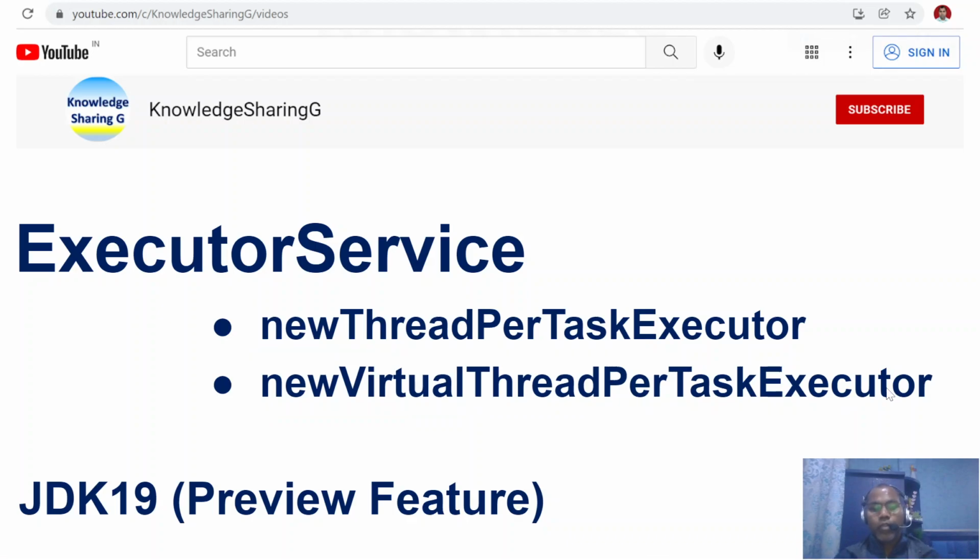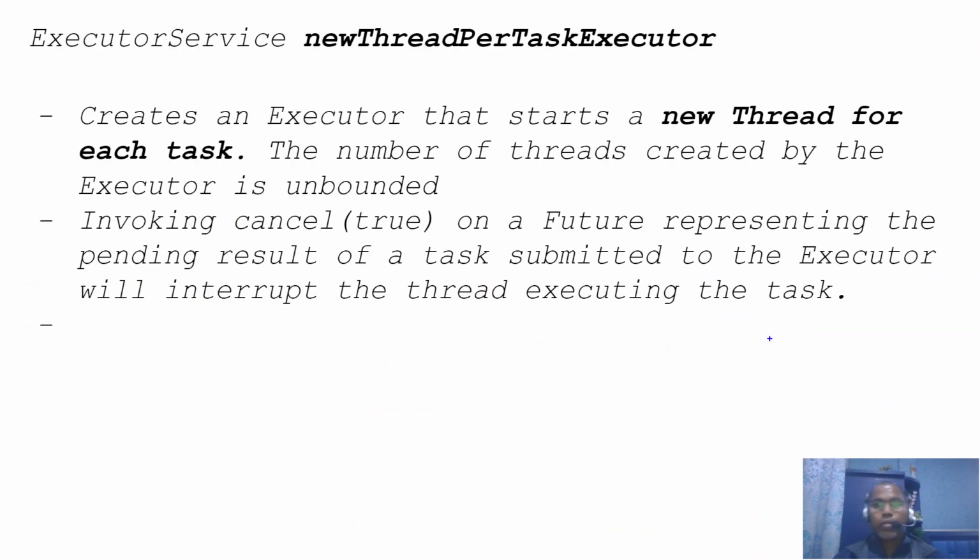Note that these two methods are still a preview feature in JDK 19. That means that in the future some modification can happen; they can be changed or removed. But the probability of any change or removal is very low. Still, note these are preview feature methods. So let's talk about the first.